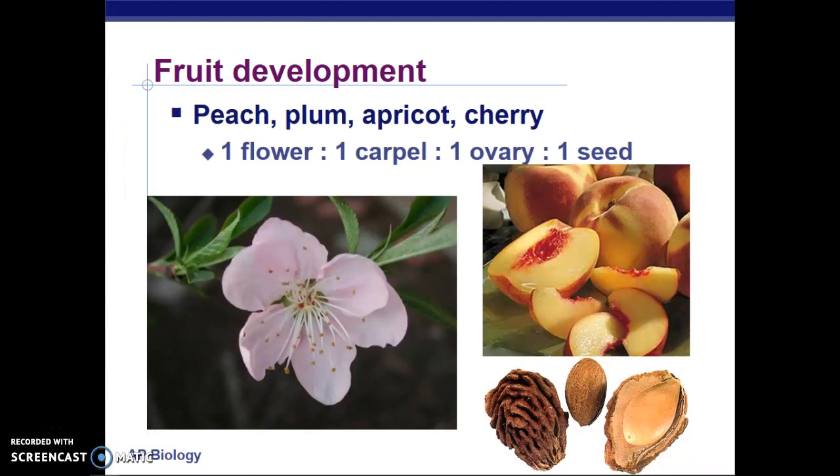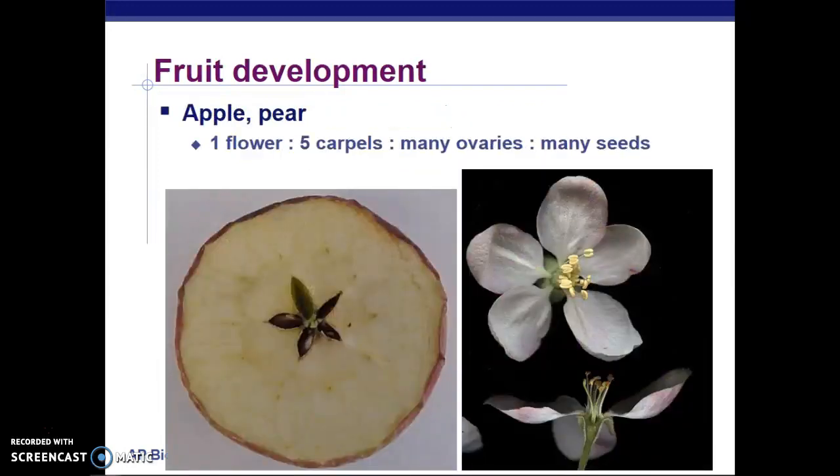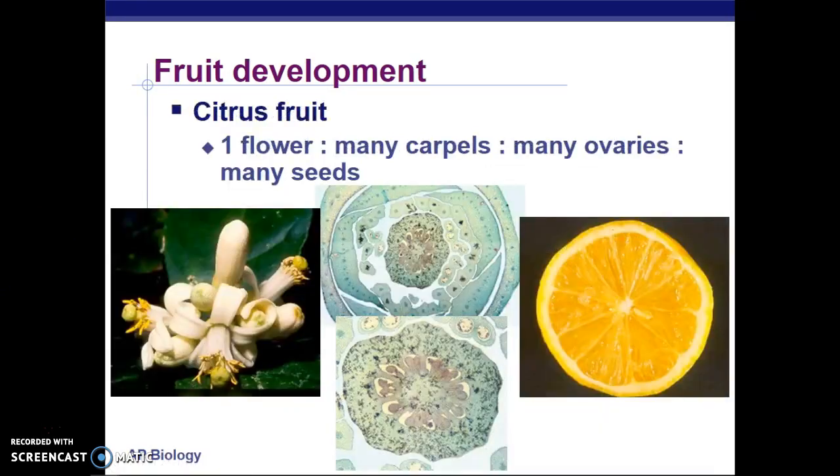Simple fruit, once again: one flower, one carpel, one ovary, one ovule, one seed. Here again a simple fruit: one flower, five carpels, all fused, many ovaries, many seeds, but still a simple fruit. One flower develops into one fruit. Also known as an accessory fruit because the fleshy part of the fruit is actually the receptacle and not the ovary. Citrus fruit: one flower, many carpels, many ovaries, many seeds. What kind of fruit do you think it is? It is also a simple fruit.